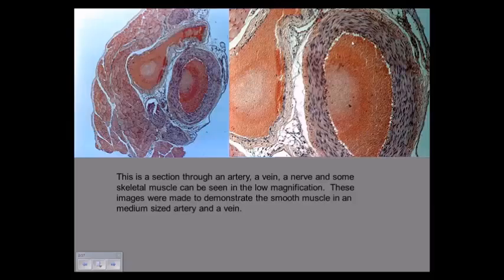Then we have endothelial cells in here. You can't see them very well. See all these nuclei in here? Those are the nuclei of the smooth muscle cells. Okay? This stuff in here is blood.